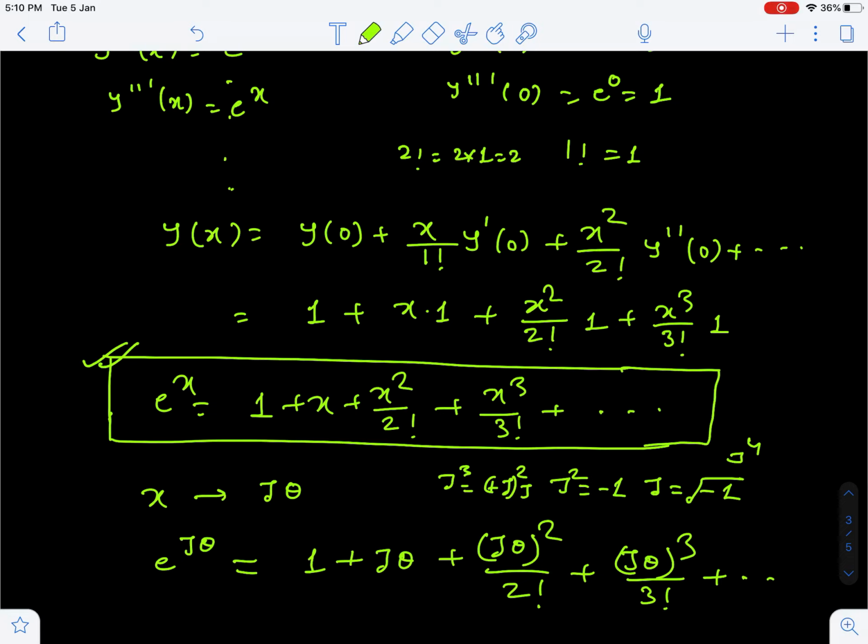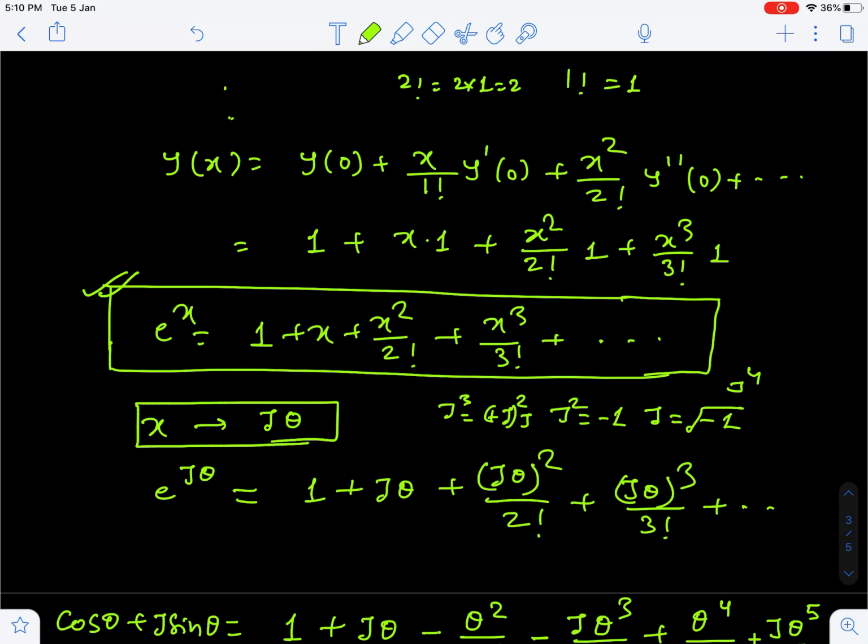If you find these things, which is very simple to find, then you can use De Moivre's theorem, where you use e to the power x, and I replace x by j theta. So you can write e to the power j theta. Whenever x is there, I will replace it by j theta. So I'll write 1 plus j theta plus (j theta) whole square by 2 factorial plus (j theta) whole cube by 3 factorial, and so on, like (j theta) to the power 4 upon 4 factorial, (j theta) to the power 5 upon 5 factorial.